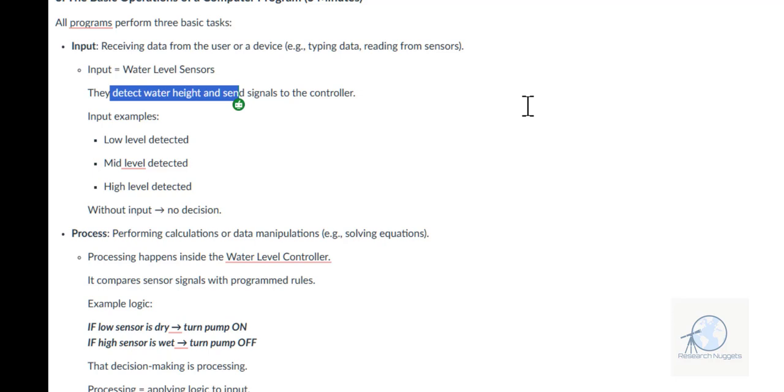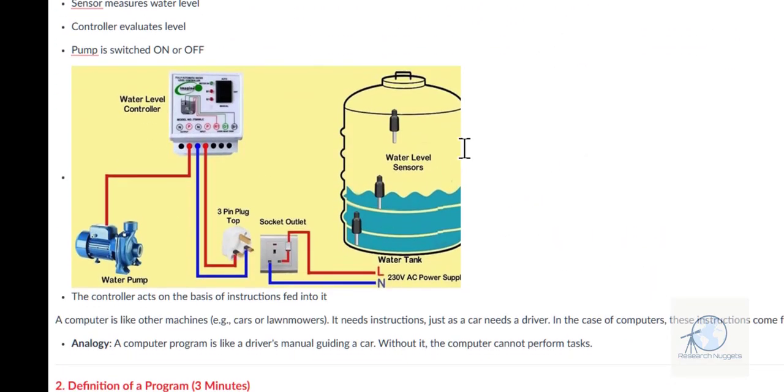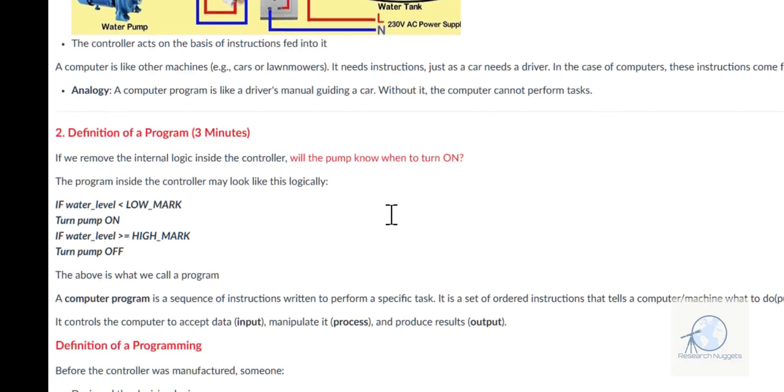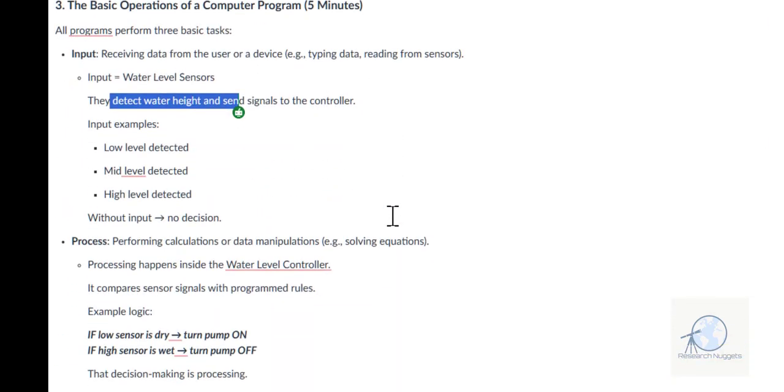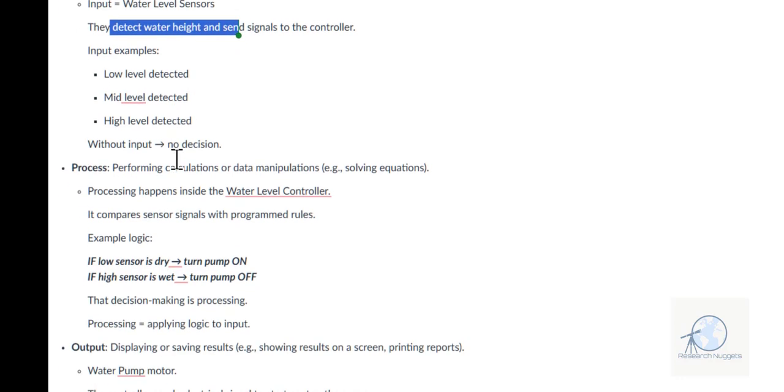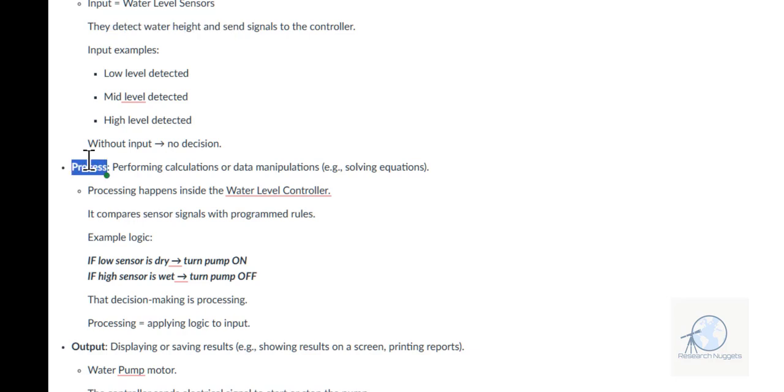Without these particular signals or inputs being pushed to a water level controller, we may not be in a position to control when this pump ought to come on or off. Number two, once these inputs have been fed into the controller, we go into the next stage, which we refer to as the processing.